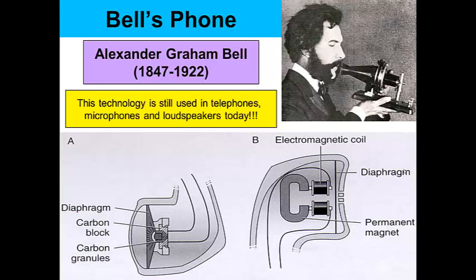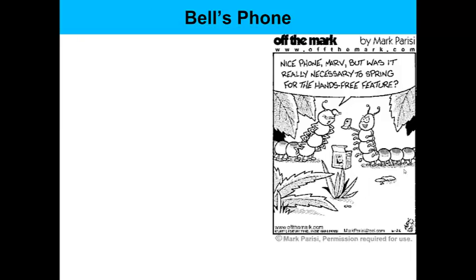Bell's telephone. Alexander Graham Bell was the inventor of the telephone. This technology is still used today. It uses things like a diaphragm, a carbon block, carbon granules, an electromagnetic coil, a diaphragm, and a permanent magnet.